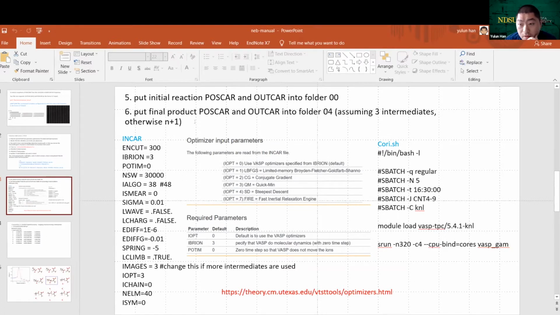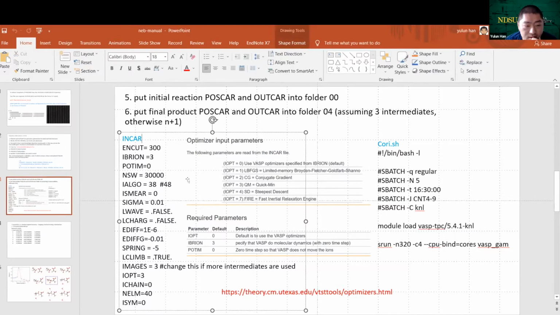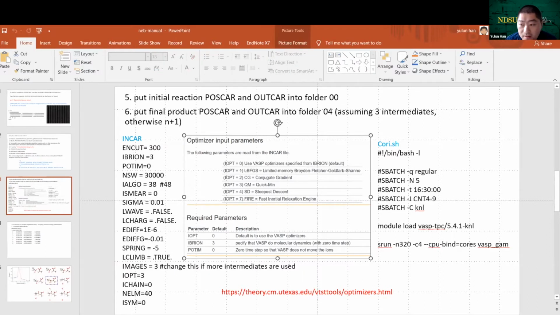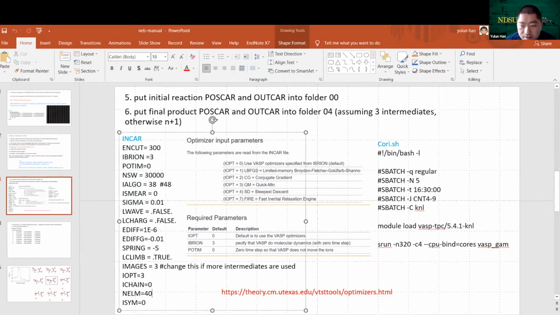So here we assume we insert 3 intermediates. If you are inserting more intermediates, then change the folder name to n+1. And the left side, this is just an INCAR. And then there are several tags we need to focus on, like this one, and also IOPT. So basically, the IOPT just selects different kinds of optimizers, and some details can be found on the website, like I show here.